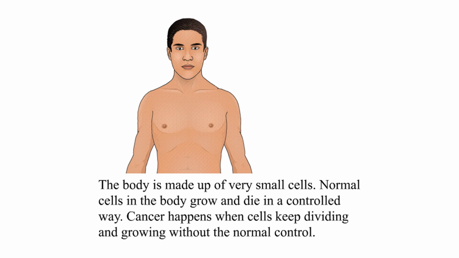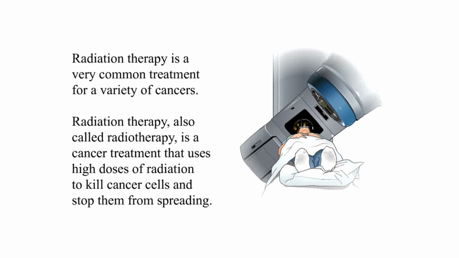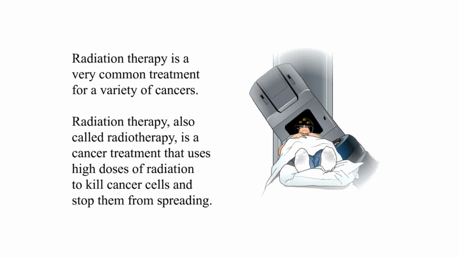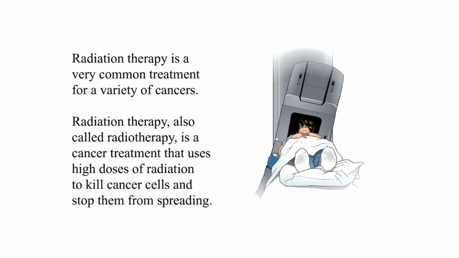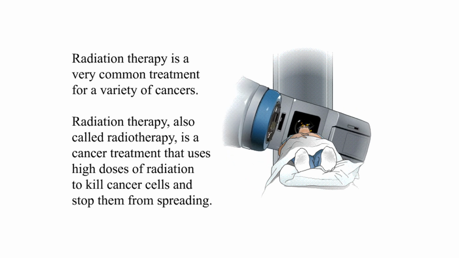Summary. The body is made up of very small cells. Normal cells in the body grow and die in a controlled way. Cancer happens when cells keep dividing and growing without the normal control. Radiation therapy is a very common treatment for a variety of cancers. Radiation therapy, also called radiotherapy, is a cancer treatment that uses high doses of radiation to kill cancer cells and stop them from spreading.